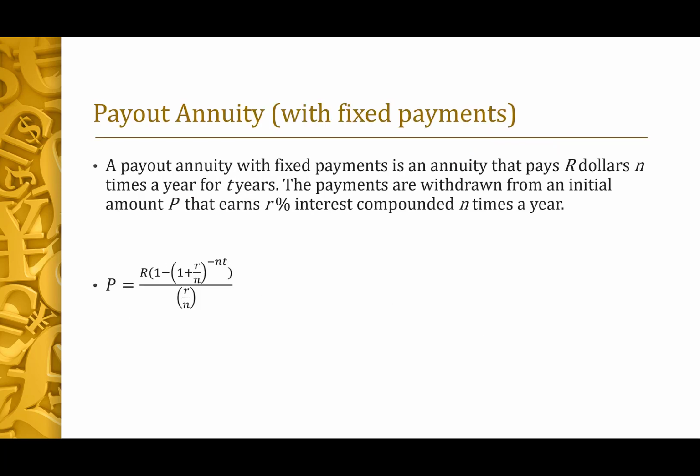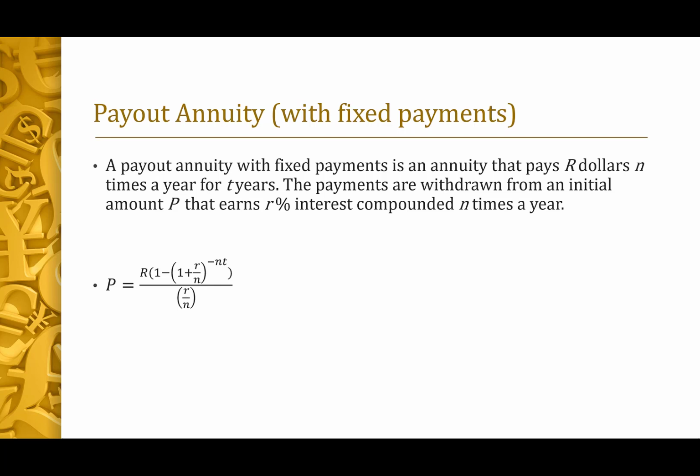All right, let's look at a payout annuity. So the payout annuity is looking at you getting money. So there's a set amount of money in the bank, and we start wanting to withdraw. So the payout annuity with fixed payments means they're not changing. You're going to get so many R dollars n times a year for t years, and the payments are drawn from an initial amount P that was earning r% interest, compounding n times a year. So it's very similar to what we were doing before. We're just solving for something different. Now we're solving for withdrawing instead of depositing.